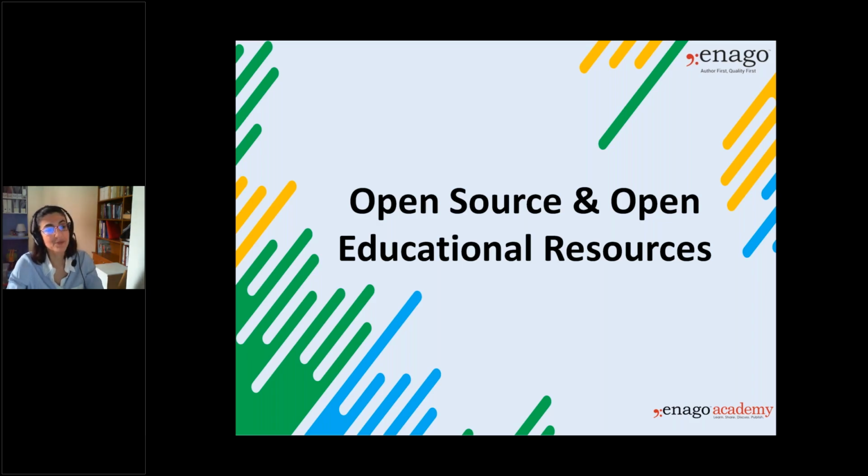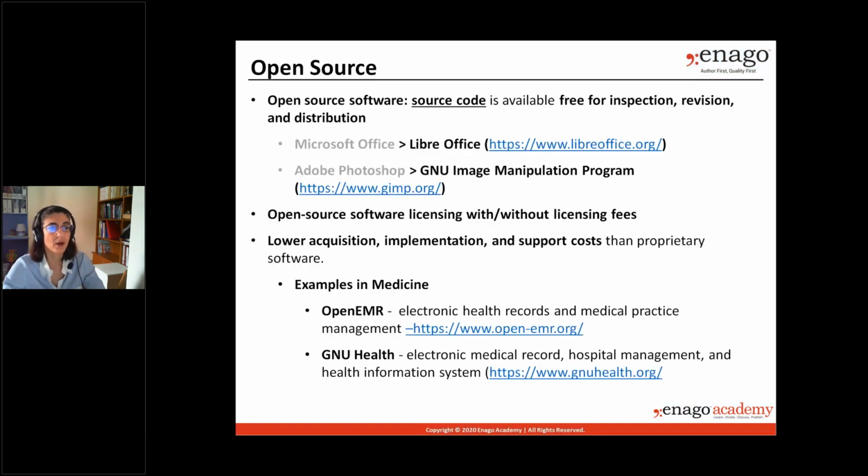The other option of openness is the open source and open educational resources. Again, valuable tools for all researchers across different disciplines. So when we talk about open source software, this is when the source code is available free for inspection, revision, and distribution. And you can find such information in websites included here. You have open source software licensing that can be made available with or without licensing fees. You have lower acquisition, implementation, and support costs than proprietary software.